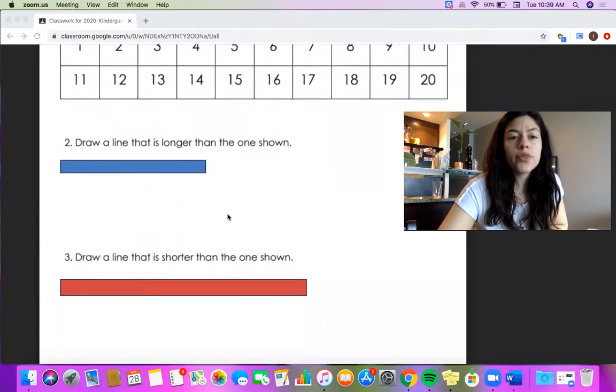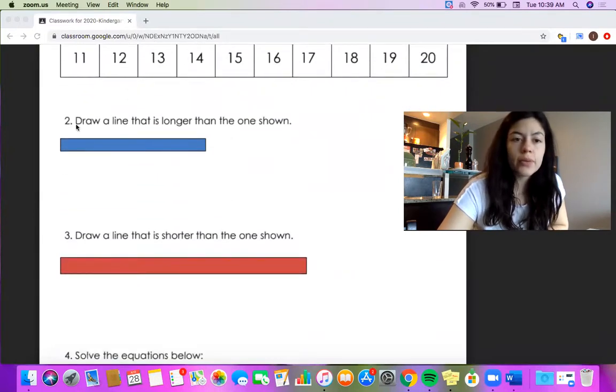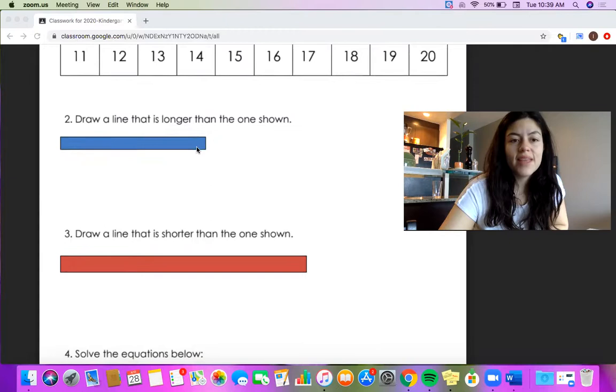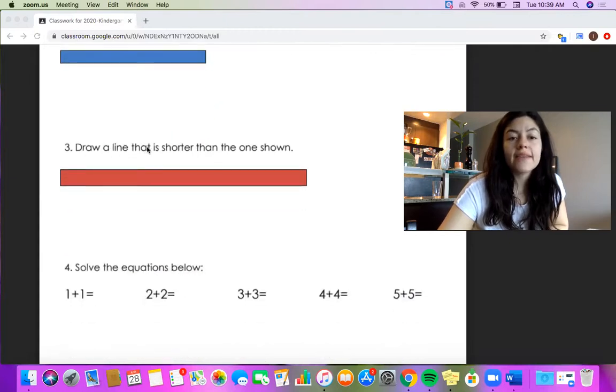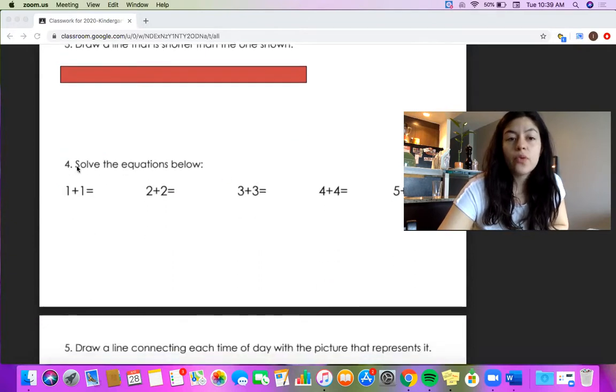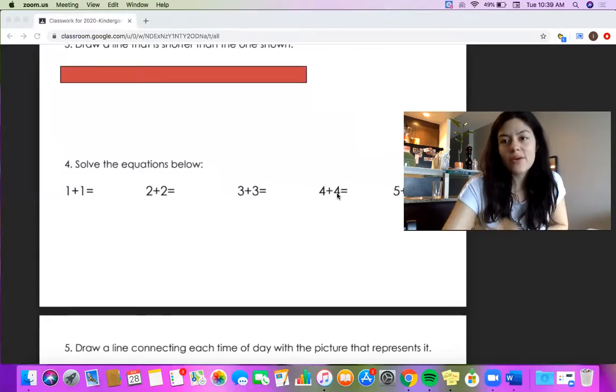For number 2 and 3, it's a quick review and measurement. For number 2, draw a line that is longer than the one shown. And number 3, draw a line that is shorter than the line shown. For number 4, some quick addition review. Okay, so try to do these in your head, SKs. If there are any JKs who want to do this page, you can draw it out.